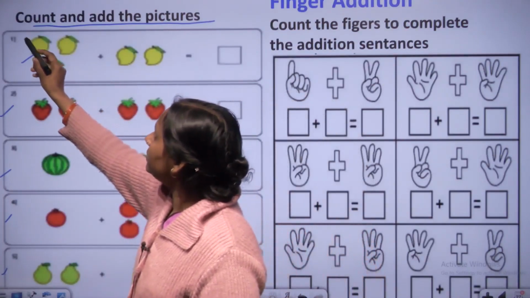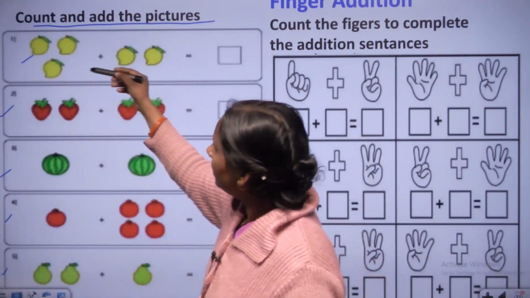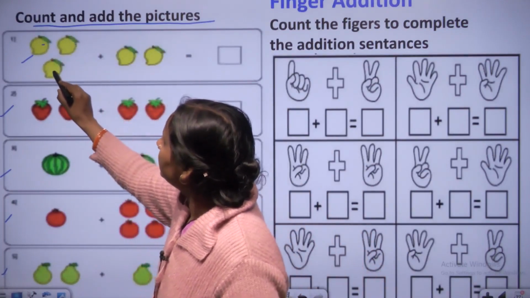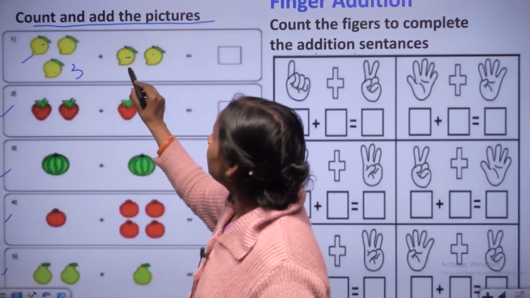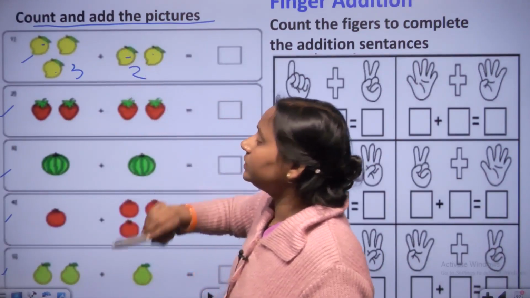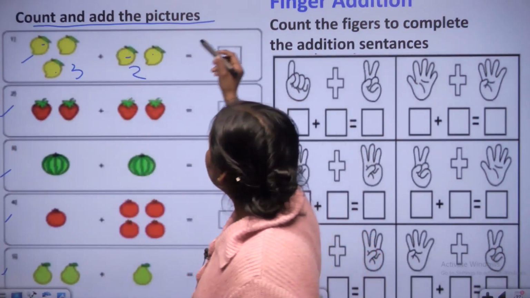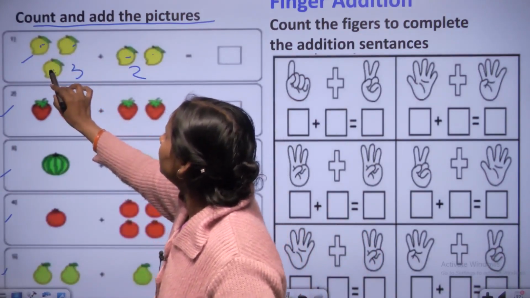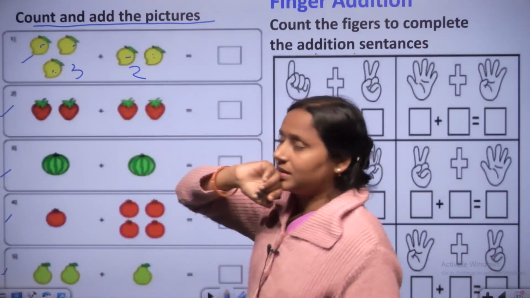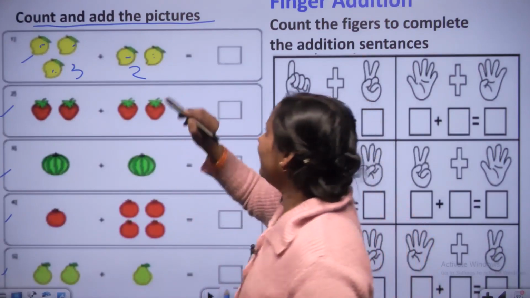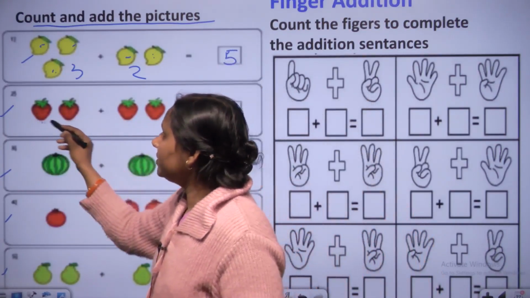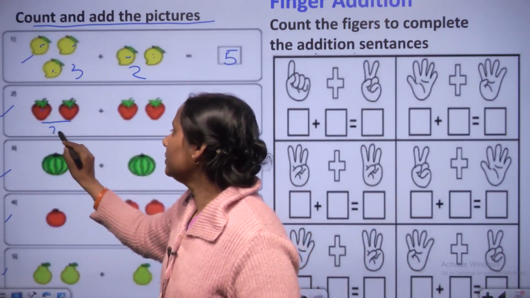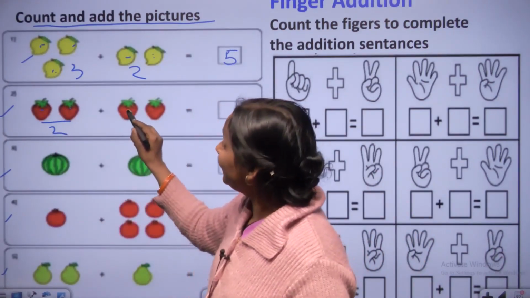How many mangoes? 1, 2, 3. Okay. How many mangoes on the other side? 1, 2. And start counting. 1, 2, 3, 4, 5. Here the sum is what? Yes, 5. Okay. How many strawberries? 1, 2. Another side, same. 1, 2.